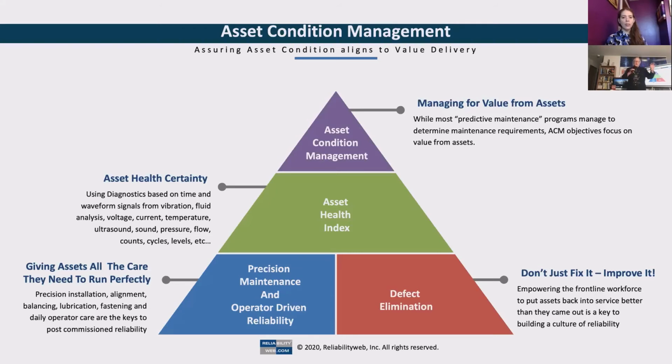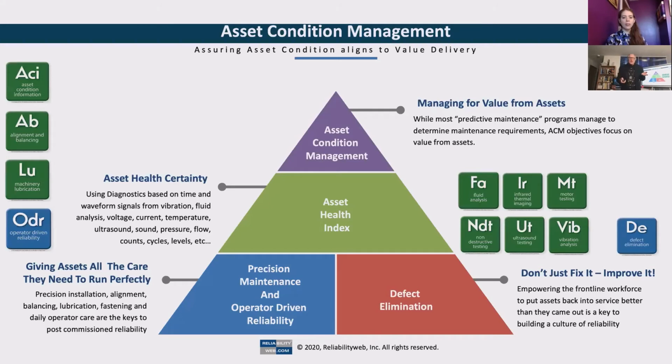So look at precision maintenance, operator-driven reliability, and defect elimination as a basis for what you might call predictive maintenance if you have to. We call it asset health certainty. We want to use those instruments to know we don't have a potential failure in our assets. And then we want to align the asset condition management with the value that our senior management wants us to produce with those assets. They took their money and converted it into assets, and they want something back for that money.